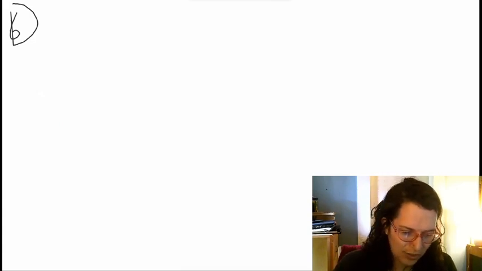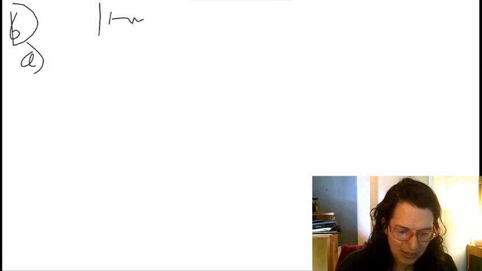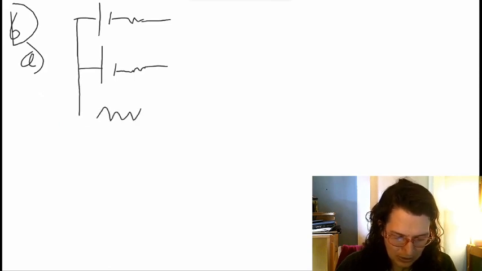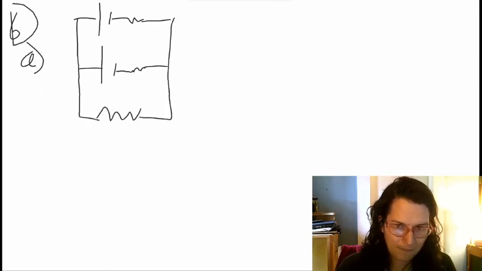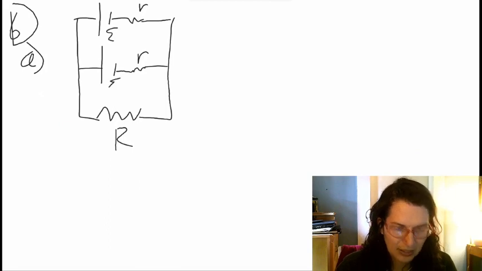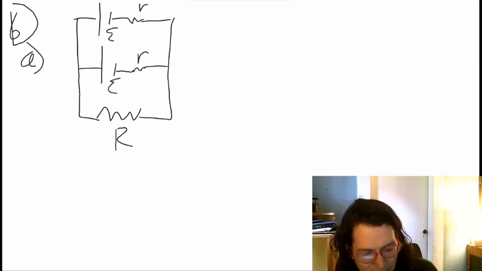So one of these circuits is called circuit A, and the other one is called circuit B. In circuit A, we have a little internal resistor of this battery, and then we have an identical one below it. And then both of these are connected to an external resistor, big R. Okay, this is big R, this is little r, and these are epsilon, epsilon. And our voltage sources are constant.